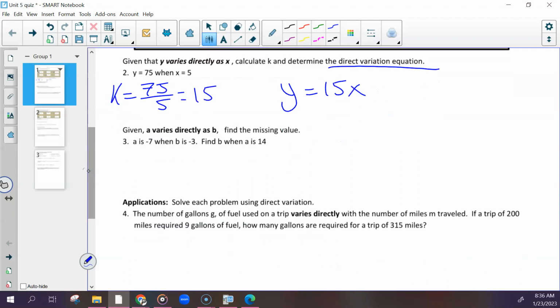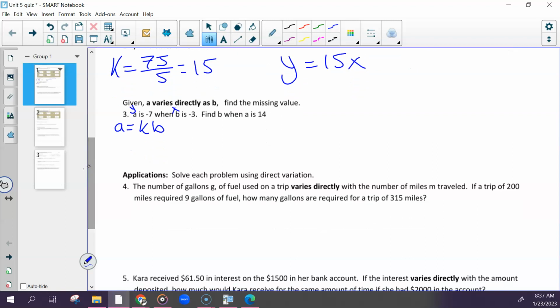3. 1, keep the variables the same. You can say that that's like your y, that's like your x, but still use a and b. So your original equation would be a equals kb. You needed to write your original equation using your original variables. Then find your k value. So -7 over -3, which would have simplified to just 7 over 3. Many of you changed that to a decimal. It's a repeating decimal, so don't do that. Leave it as a fraction.